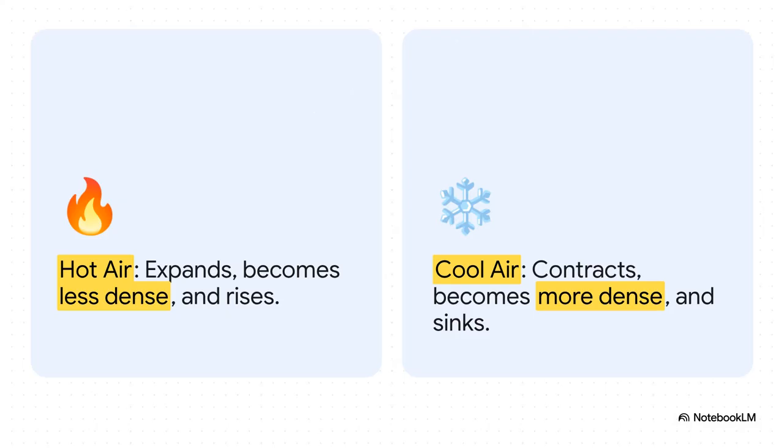So here's the dynamic in action. The hot air follows our rule perfectly. It expands, becomes less dense, and it starts to rise. But at the exact same time, the cooler air that's already at the top is the complete opposite. It's more dense, so it naturally wants to sink. You can probably see the cycle that's about to form here, can't you?